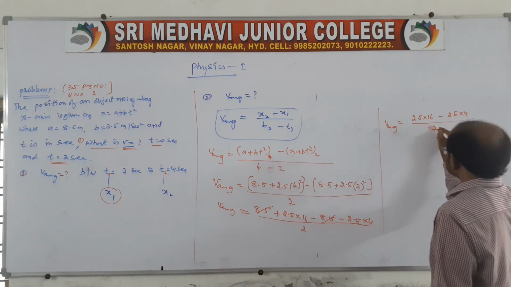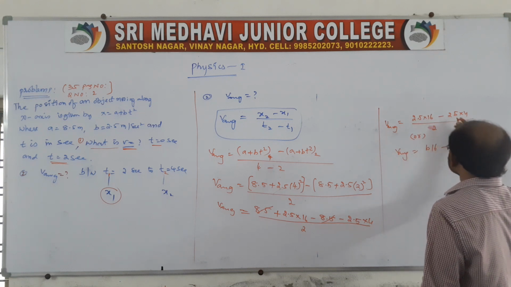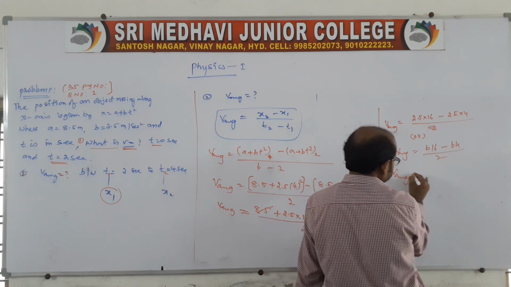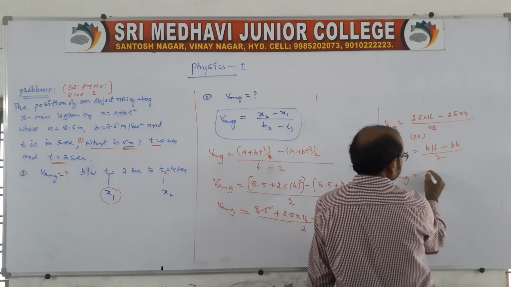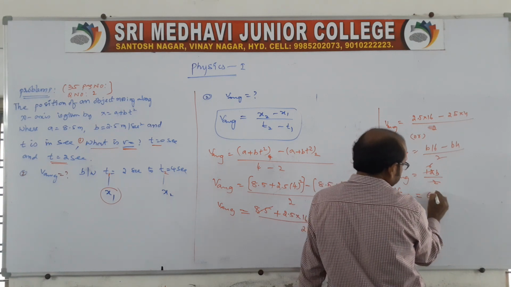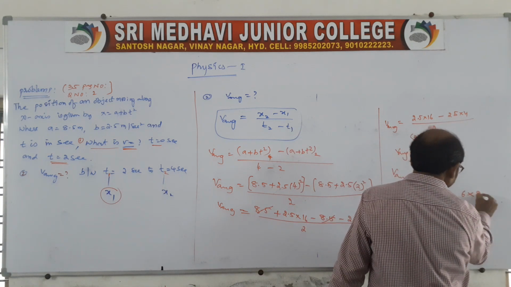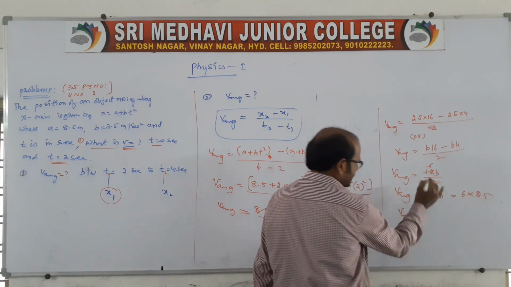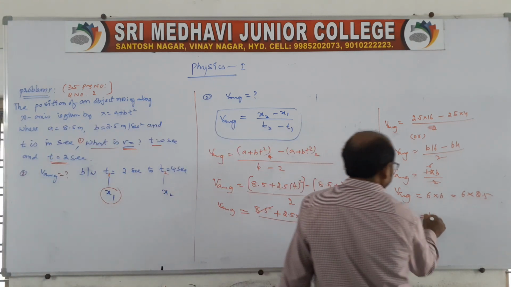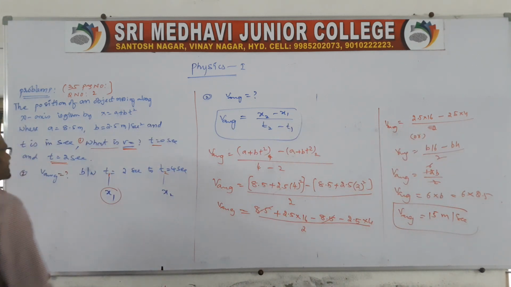Instead of this we can also take it in a simpler way. You take b into 16 minus b into 4, divided by 2, so we get an easy calculation. b16 minus b4 gives 12b by 2, which is 6. So v average is equal to 6 into b. What is the b value we are given? It is 2.5. So 6 into 2.5 is approximately 15 meter per second.